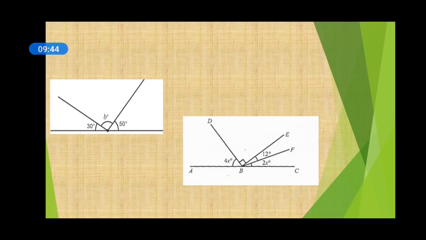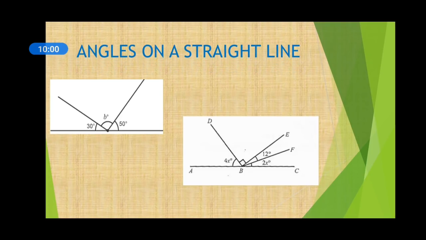Yesterday also we discussed. The answer is no. We cannot call them supplementary because in supplementary there are only two angles. But here there are more than two angles whose sum is 180. They are called angles on a straight line.